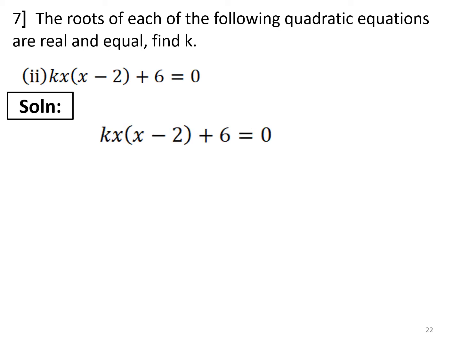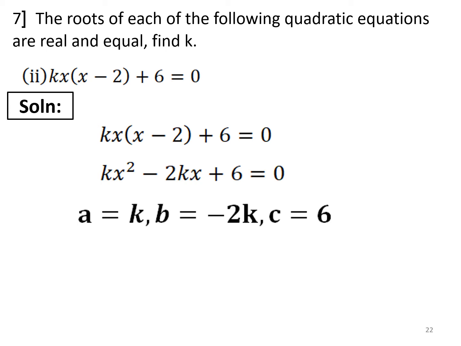kx bracket x minus 2 plus 6 is equal to 0. We will open up the bracket. So we will get kx square minus 2kx plus 6 is equal to 0. When I compare it with my general equation, the value for a is k, b is equal to minus 2k, and c is equal to 6.